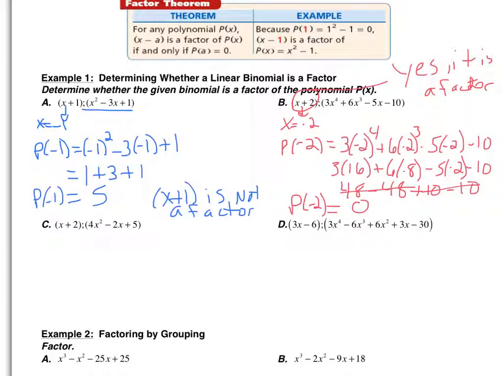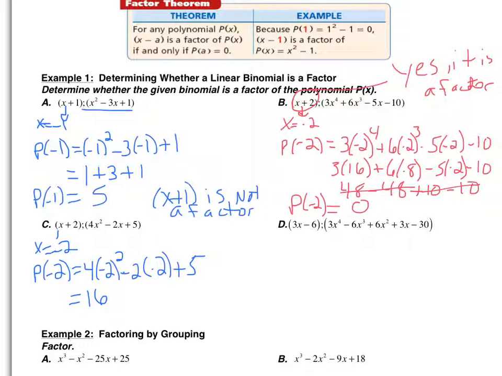For letter C, again, we know that x is negative 2. So p of negative 2 equals 4 times negative 2 squared minus 2 times negative 2 plus 5. Negative 2 squared is 4. 4 times 4 is 16. Negative 2 times negative 2 is positive 4, plus 5. And 16 plus 4 is 20, plus 5 is 25. So p of negative 2 is not 0, this is no.